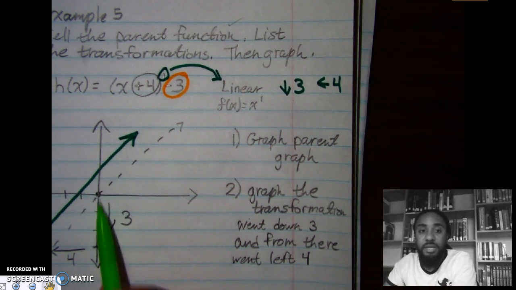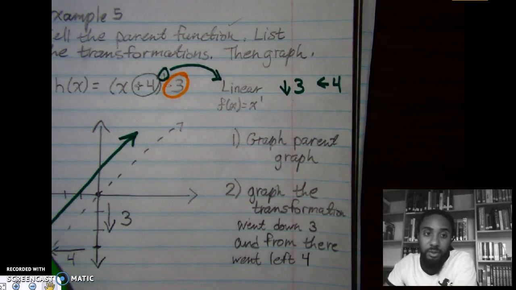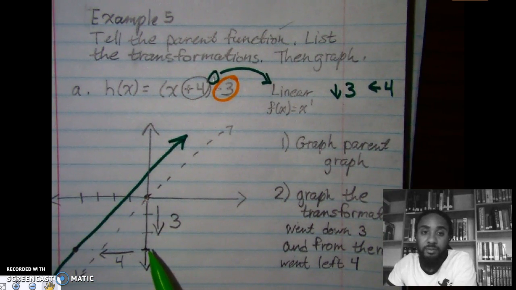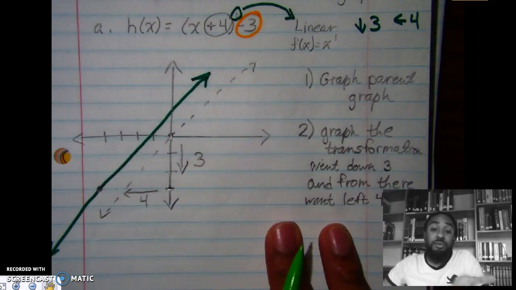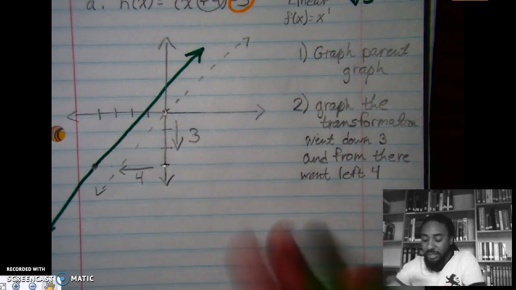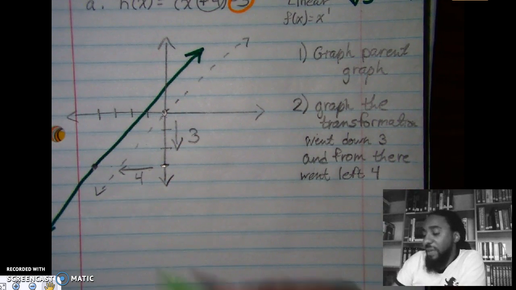So again, we moved down 3. And from that point, we went left 4. And we got that right there. So that's the important part right there that we have in the right spot. And I want you to label this too so I can understand that you know how to do it. And so we can see that you can do this. Because it's not bad. It's really not bad at all.